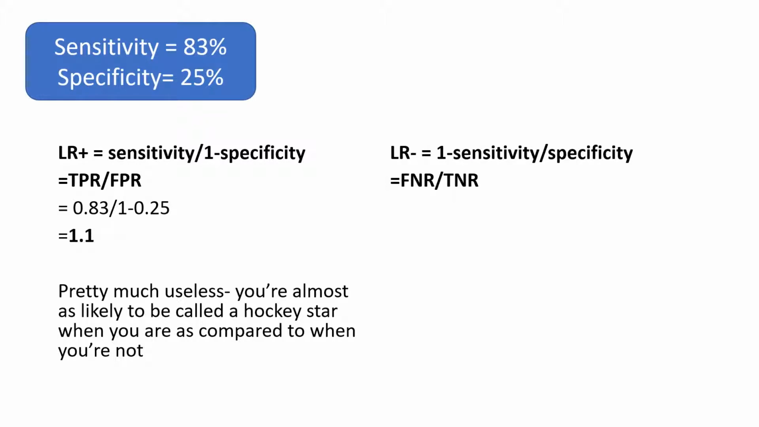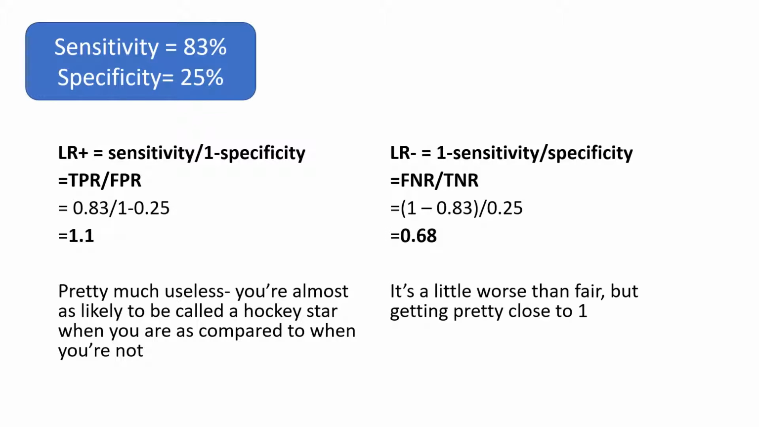Likelihood ratio negative is 1 minus sensitivity divided by specificity, which is the false negative rate divided by the true negative rate, which is 1 minus 0.83 divided by 0.25, which is 0.68. So it's a little worse than fair, but also getting close to 1. So it looks like our test isn't very good, and it kind of sucks, unfortunately.